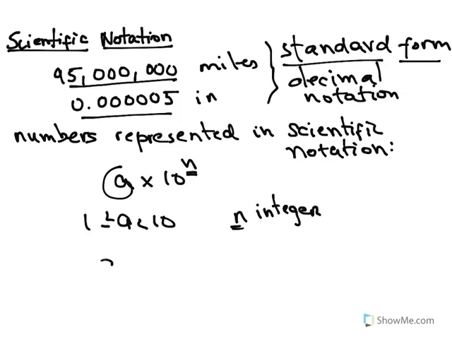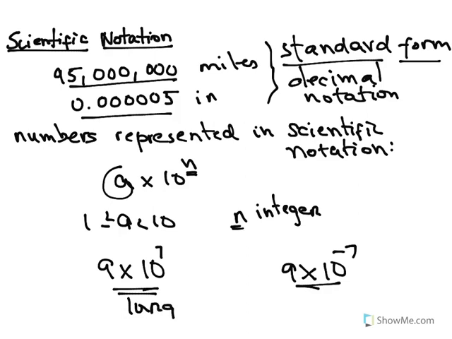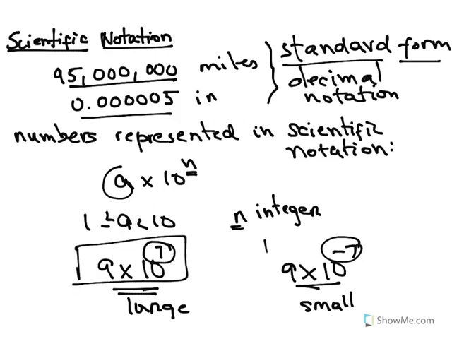For example, a number like 9 times 10 to the 7, that's a really large number represented in scientific notation. Now, this number, 9 times 10 to the negative 7, is a very small number. The first number is large because the exponent is positive. This number is small because the exponent is negative. And both of these numbers are written in scientific notation.